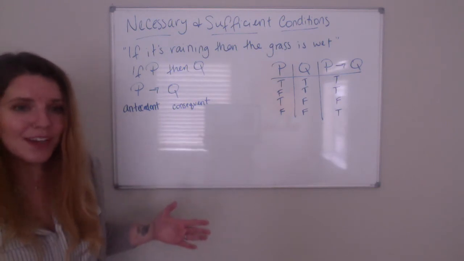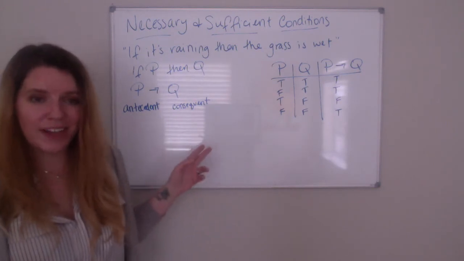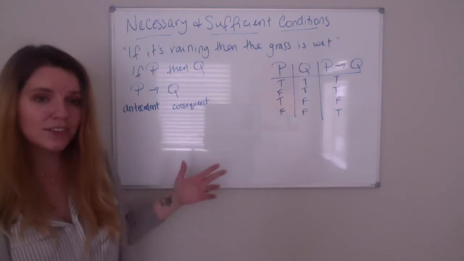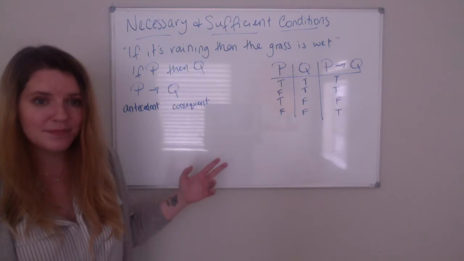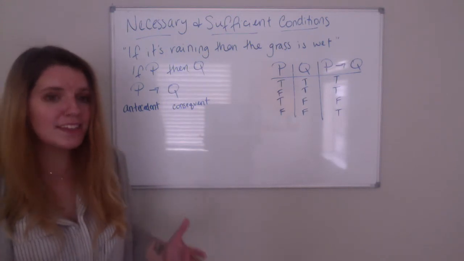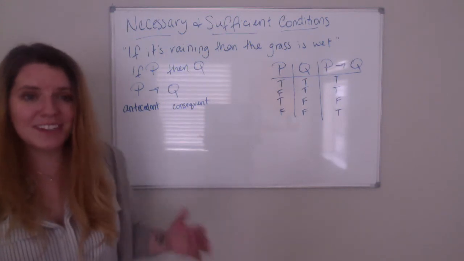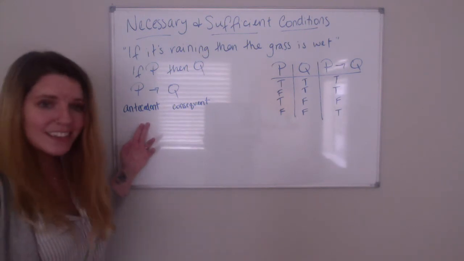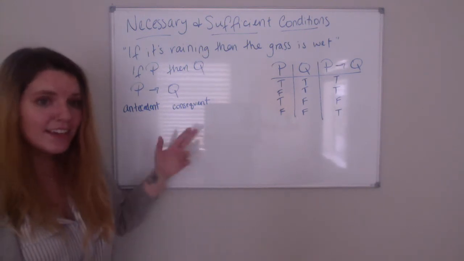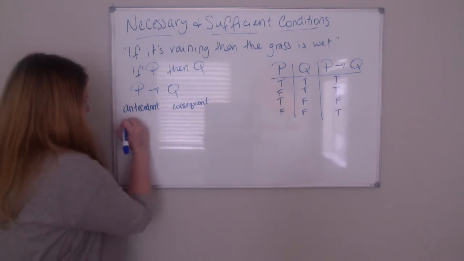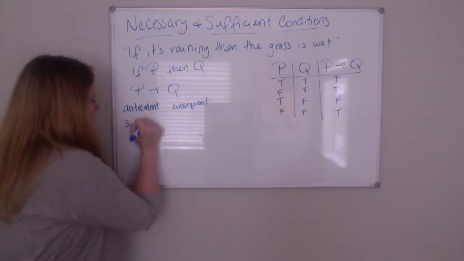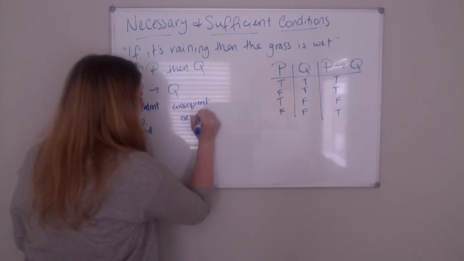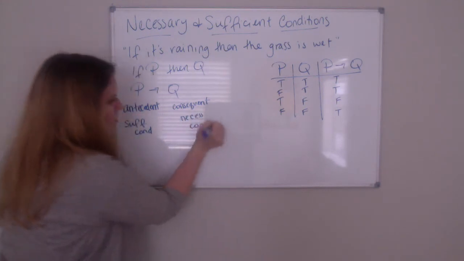All right, so between the antecedent and the consequent, which do you think is going to give us a sufficient condition and which is going to give us a necessary condition? All right, hopefully that's clear from what we just talked about. So the antecedent is going to give us a sufficient condition and the consequent is going to give us a necessary condition. So the antecedent gives us a sufficient condition, consequent gives us a necessary condition.